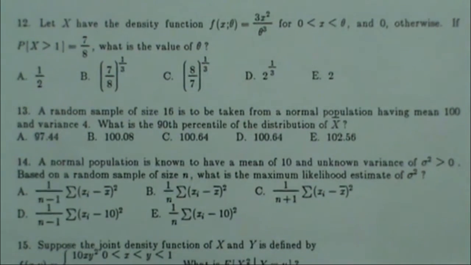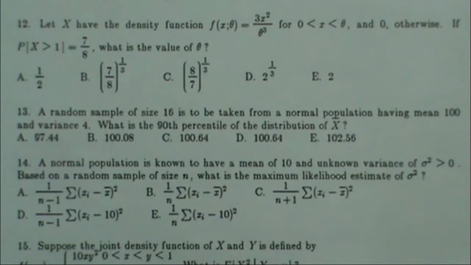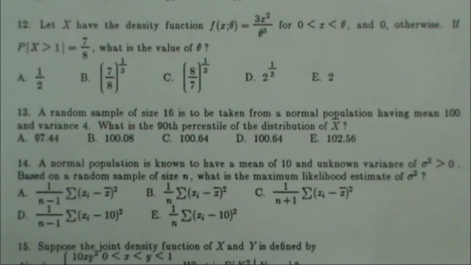Number 13, a random sample of size 16 is to be taken from a normal population having mean 100 and variance 4. What is the 90th percentile of the distribution of x bar?